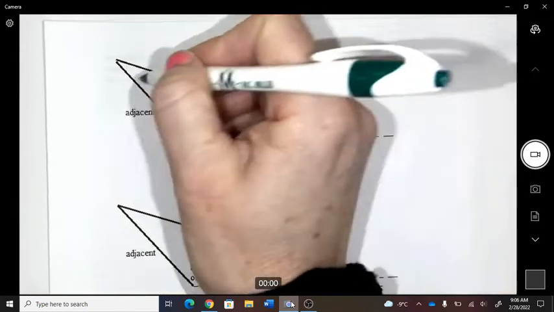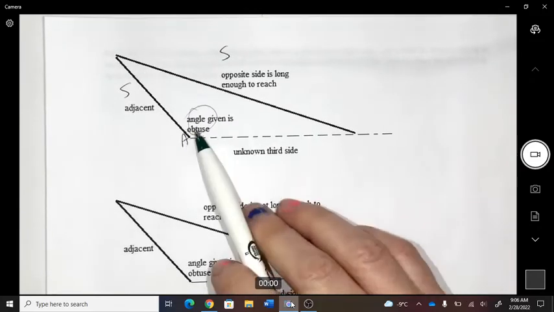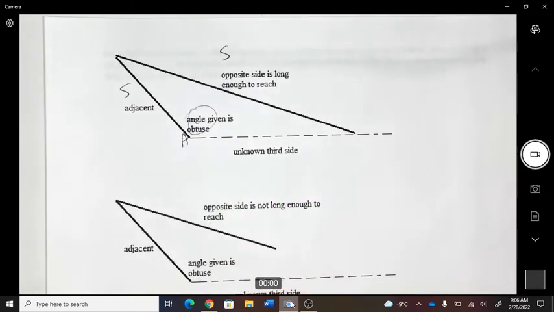Okay, so side-side-angle. This time, what if the angle was obtuse? What if the angle was obtuse? Let's think about it. Is there a possible way to have two triangles? If this is obtuse, there's no possible two triangle concept here. The two triangle concept was when the other angle could be an acute or an obtuse.